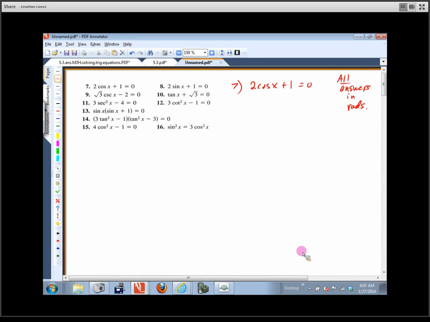Okay, those are the instructions. It says find all the answers. So find all the answers in radians.